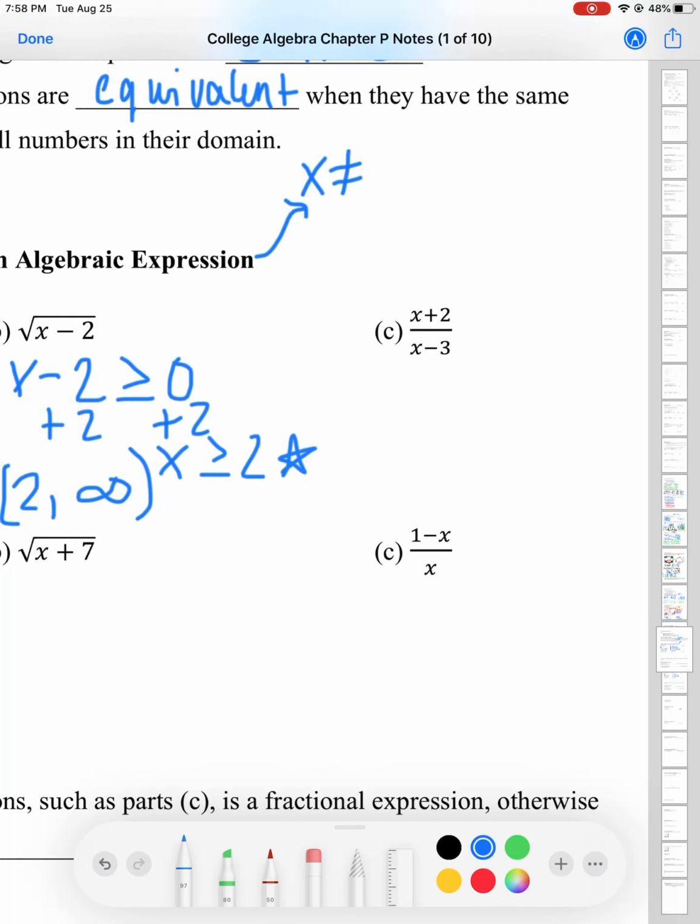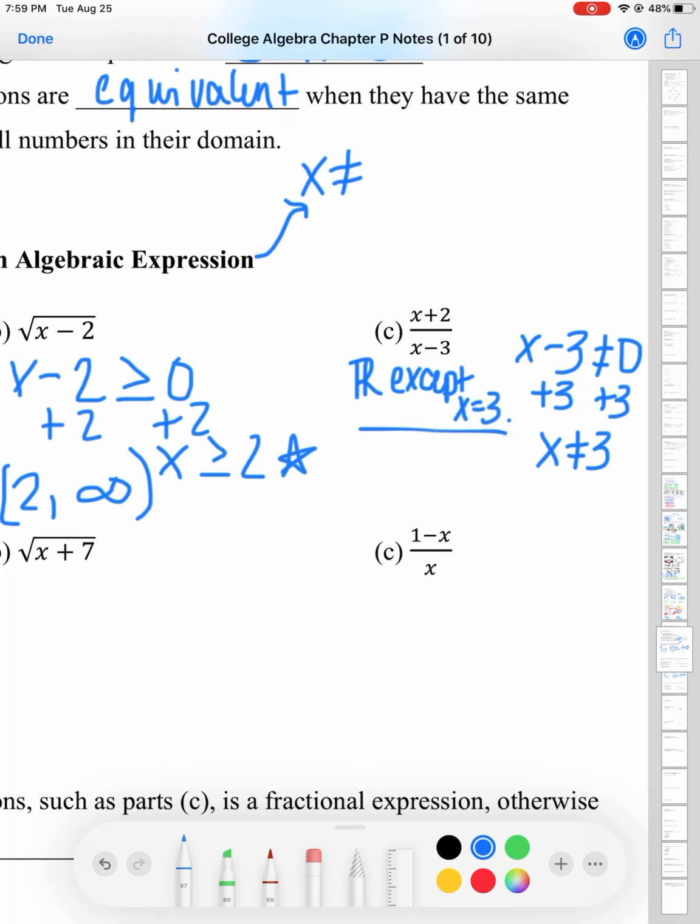Now, in part C, we do have a fraction. So remember, we cannot divide by 0. We cannot have a 0 in the denominator. So x minus 3 cannot be equal to 0. So we're going to add 3. So x cannot be equal to 3. Previously, we might have stated that the domain was all real numbers except 3, except x equals 3.